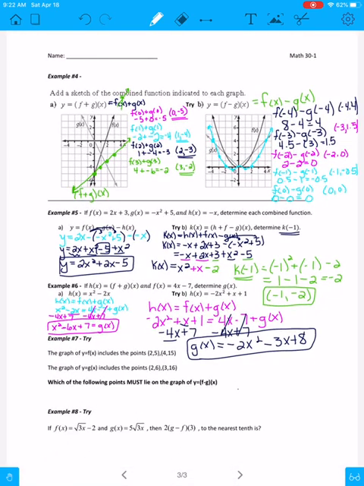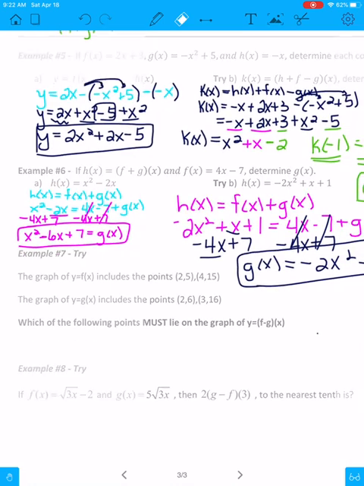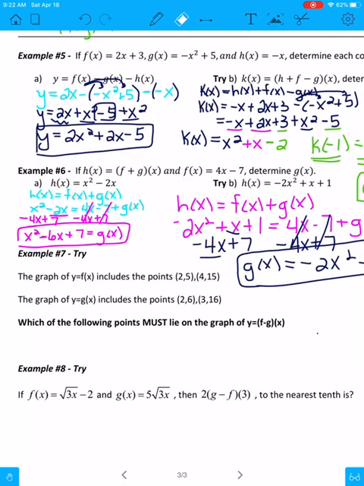And then example 7. Oh, weird. I drew the line by accident. This one's for you to try. The graph of y equals f of x includes the points (2, 5), (4, 15). The graph of g of x includes (2, 6), (3, 16). Which of the following must land on y equals f minus g of x? So y equals f of x minus g of x.